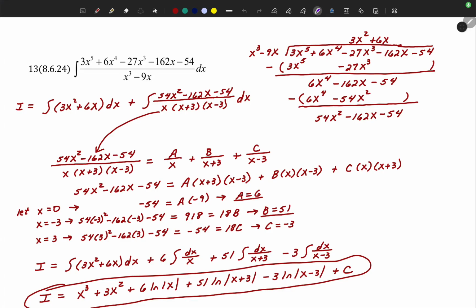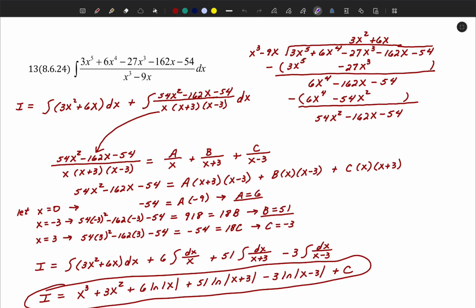Number 13 is another partial fraction decomposition problem from section 8.6. This time, though, we're going to have to use long division before we do the partial fraction decomposition part. The rule is that the degree of the numerator must always be less than the denominator before you can use the method of partial fractions.